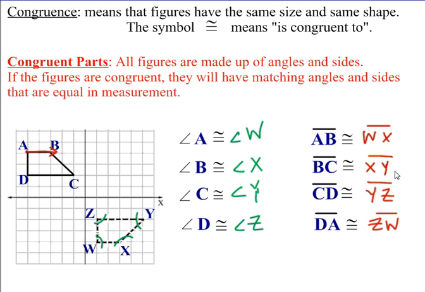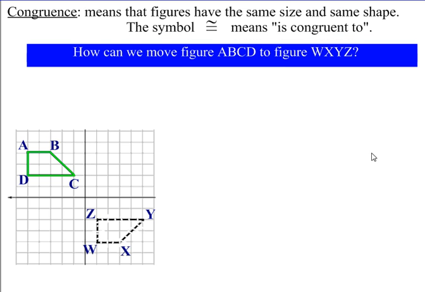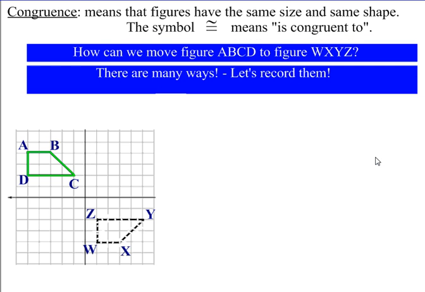Okay, so let's take a look at congruent figures, and see how we can move figure ABCD to figure WXYZ. Now, there are many ways that we can do this. So let's see if we can record them a little bit here. Let's try one where we take this green figure and see if we can line it up right over on top here. So 1, 2, 3, 4, 5, 6. So we're going to move it over 6 spaces to the right.